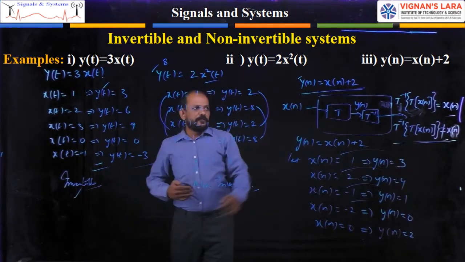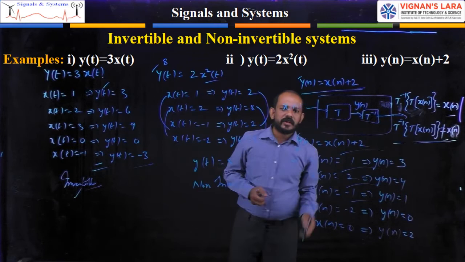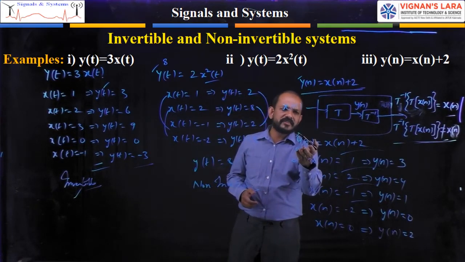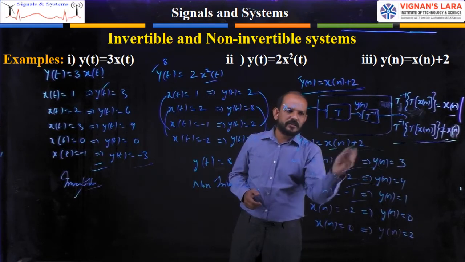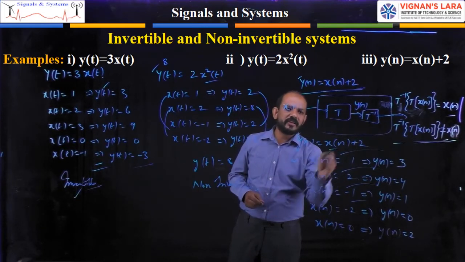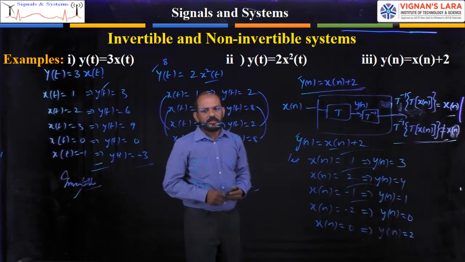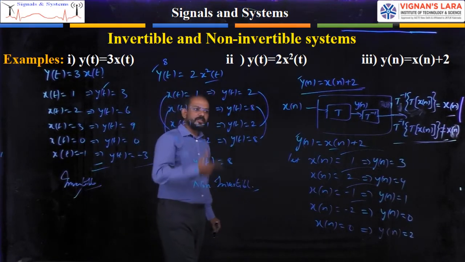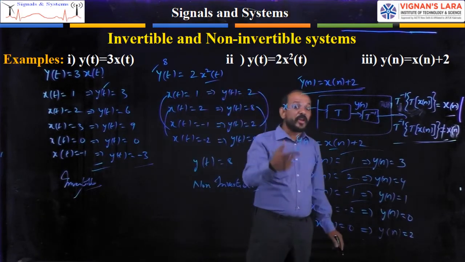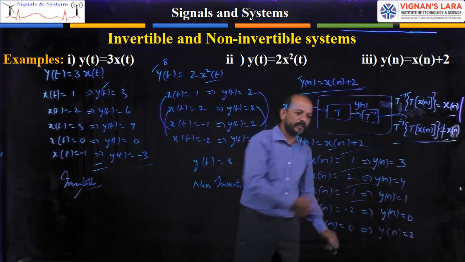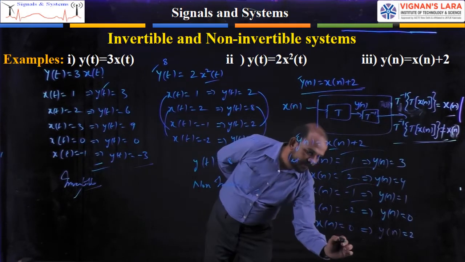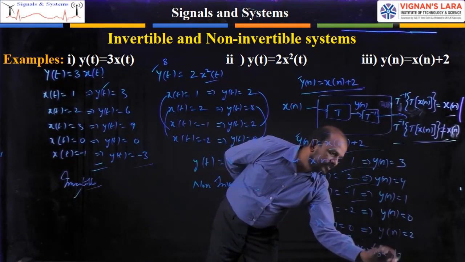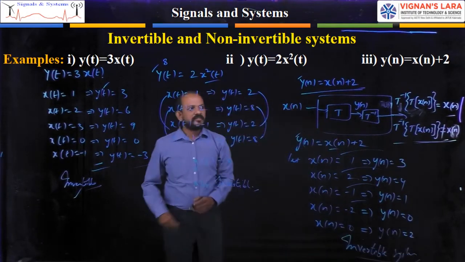That is, if I know the output, I can get the exact input. If the output is 9, what is the exact input? So bring this side, 9 minus 2, 7. So x of n is 7. So if I know the output, I can get the exact input. There is a one-to-one mapping and there is a unique relation between input and output. Hence, this system is nothing but an invertible system. This system is an invertible system.